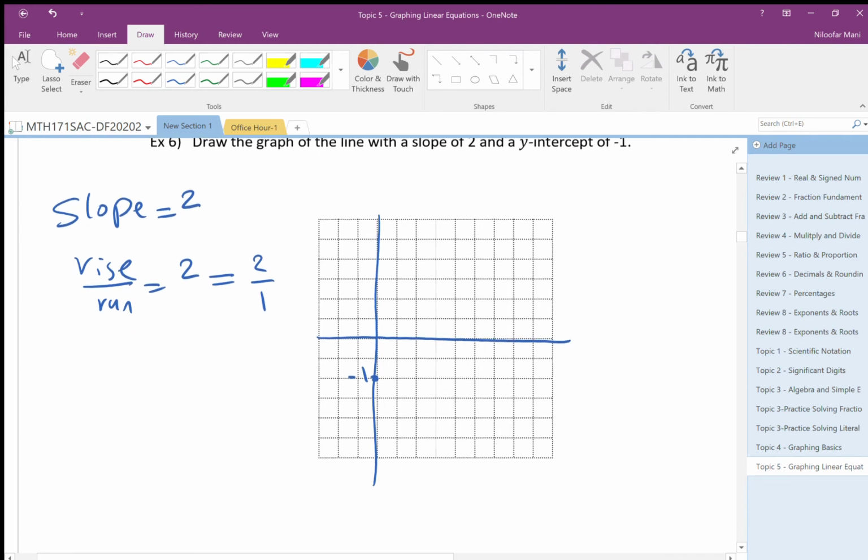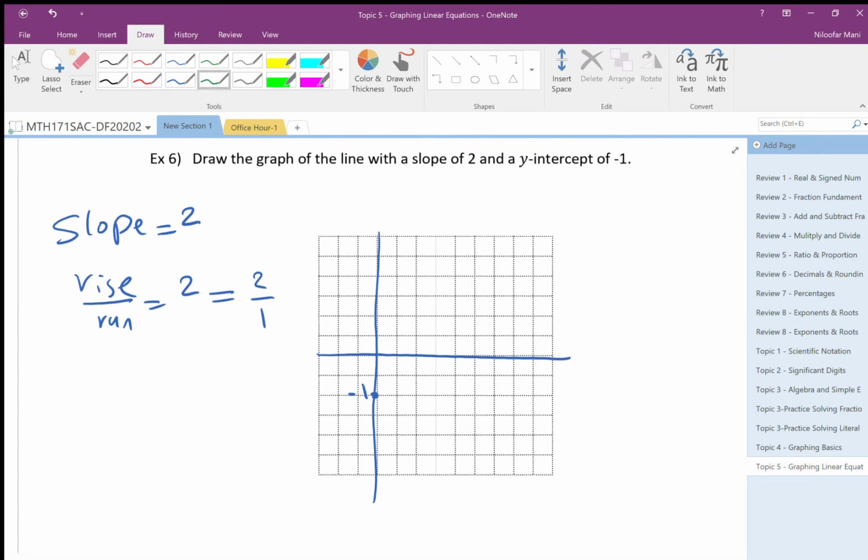So if I start from the y-intercept, or -1, I go 1 unit to the right and 2 units up. So I start from here. Remember, I don't start from 0. Sometimes I see a student start from 0. No, you have to start from the y-intercept.